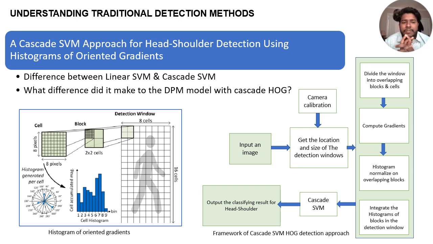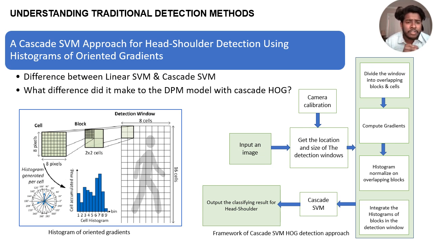But this cascade SVM approach has a different approach. Basically, in HOG we have a linear SVM and a detection method. But in the cascade SVM we have a cascade of SVMs that replaces the linear SVM. Because of that, this reduces false positives in the image, and also because of that, this method is more accurate than the basic HOG method.